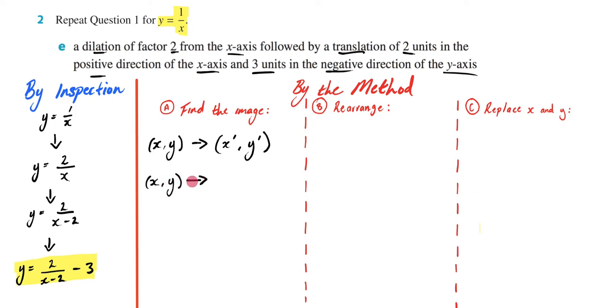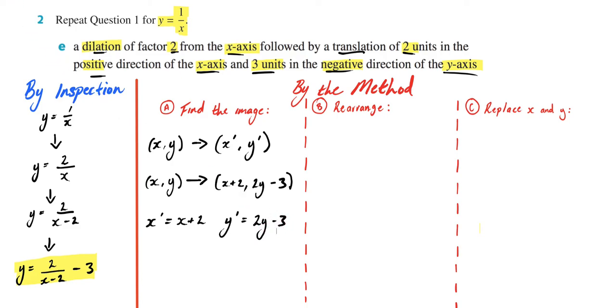So here's my original point. I'm now going to apply a transformation, and we know what that is. I'm going to do a dilation of a factor of 2 from the x-axis. So what that is going to mean is I'm going to take my y and times it by 2. So I'm going to get 2y. Next, followed by a translation of 2 units in the positive direction of the x-axis. So that means I'm going to take my x and plus 2 to it. Then the last thing I have to do is another translation of 3 units in the negative direction of the y-axis. So that means I'm going to come here to my y and minus 3 from it. Then close my brackets. So this is our image of this point. This is our new point, which is the same as this. So what I could say is that my x dash is going to equal x plus 2, and my y dash is going to equal 2y minus 3.